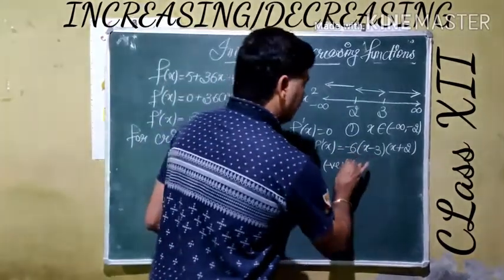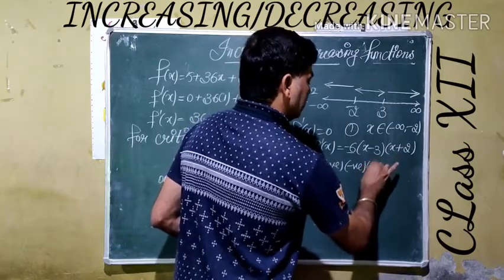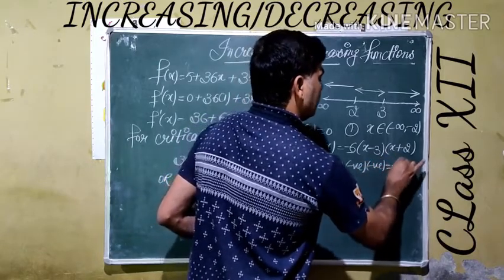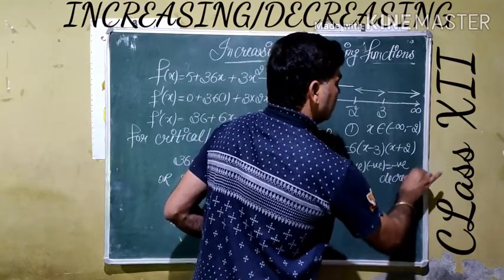So overall the sign becomes negative. If we put here minus 3 plus 2, it becomes minus 1. So the overall answer becomes negative, so it is known as decreasing.